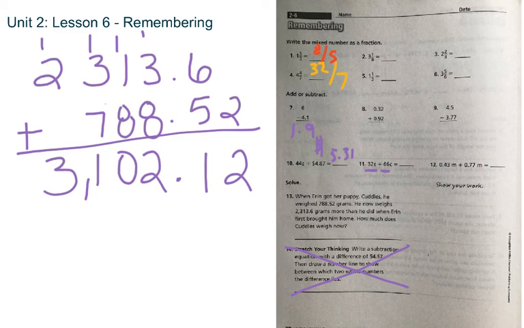So the puppy now weighs 3,102 and 12/100 grams. And you'd go ahead and write that on the line. And please don't forget your label is grams.